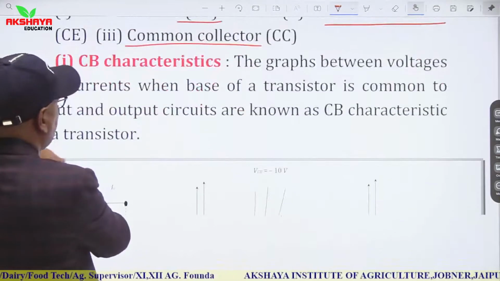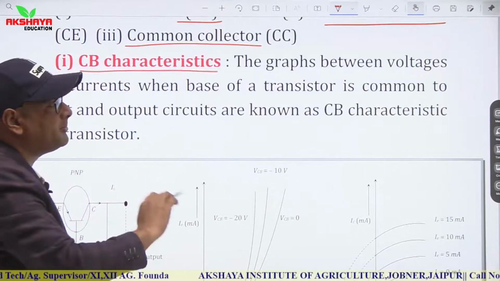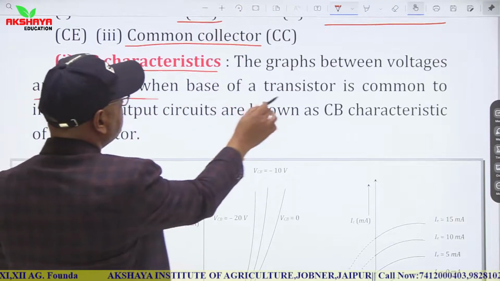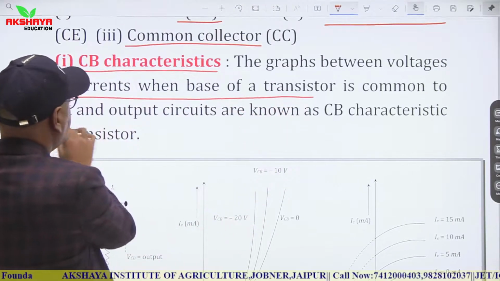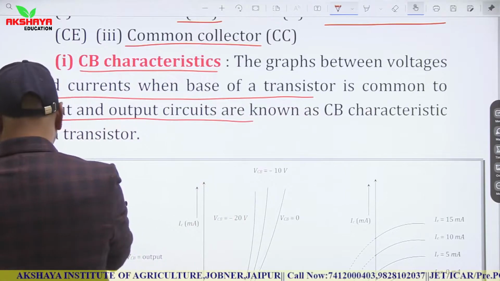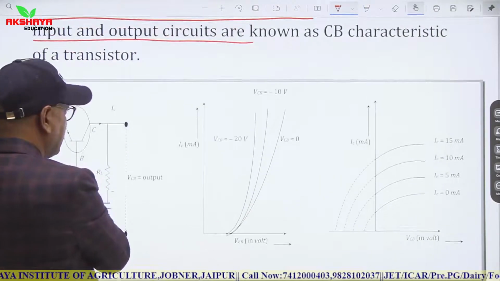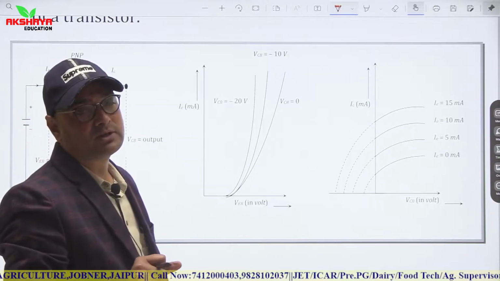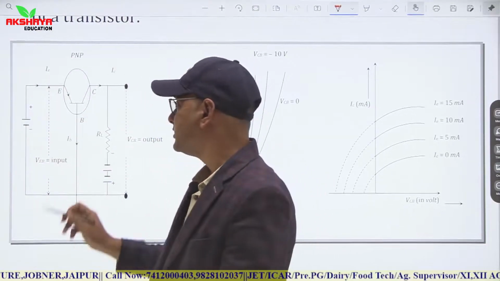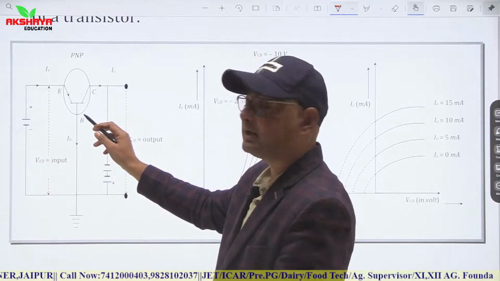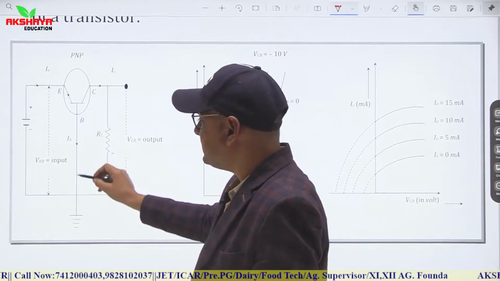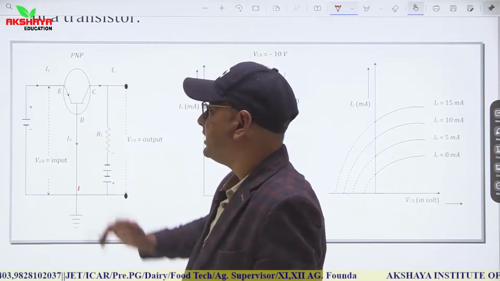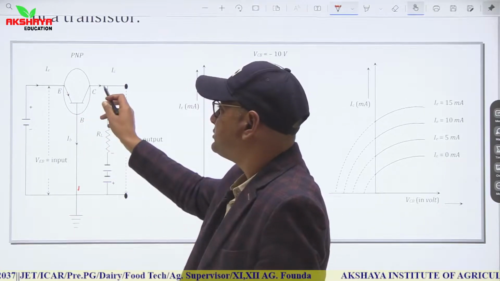So let us talk about CB characteristics, common base characteristics. The graphs between voltage and currents when base of transistor is common to input and output circuits are known as CB characteristics. As we have seen, in this section base is kept common. So let us see its diagram. Here in its circuit diagram we can clearly see that base is common to input and output. In input circuit emitter is there and in output circuit collector is there.